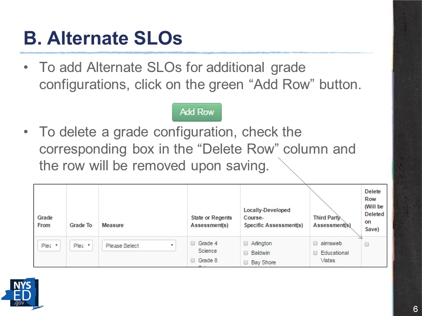To add another building or program configuration, click the green Add Row button on the bottom left-hand side. A new row will appear. The district should repeat the prior steps of inputting the principal's grade configuration, measure, and assessments being used. If you have a row that is no longer needed, you may check the box in the 6th column titled Delete Row, and that row will be deleted once you click the blue Save button.